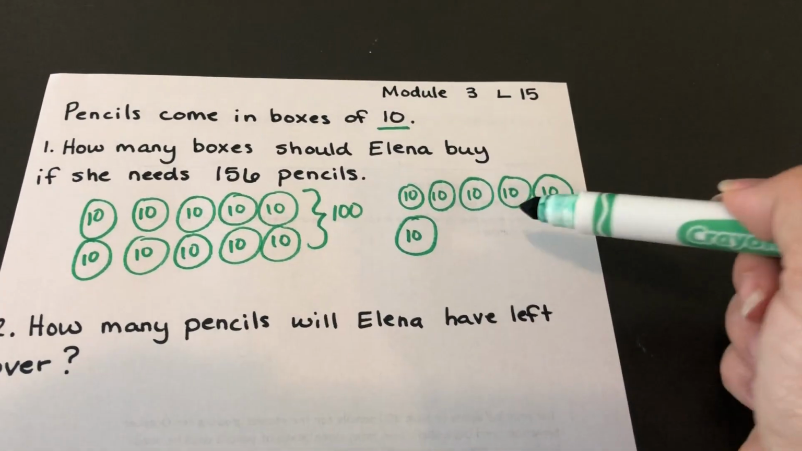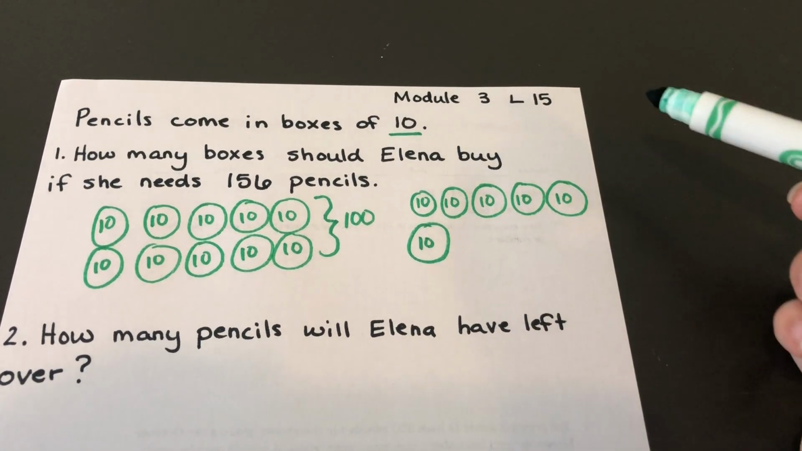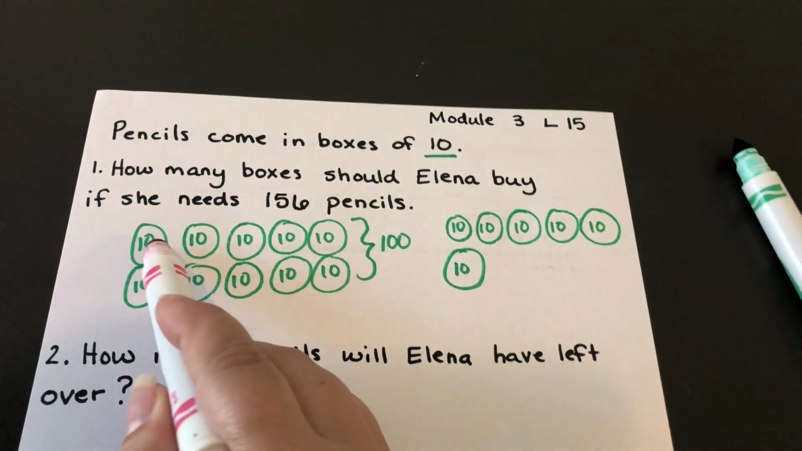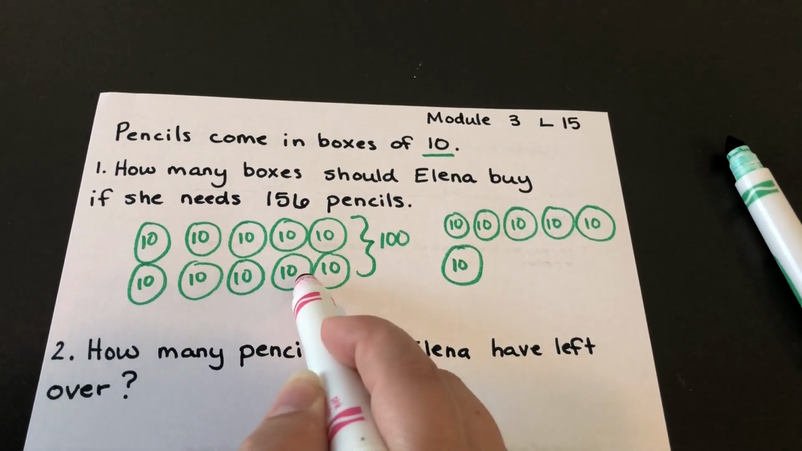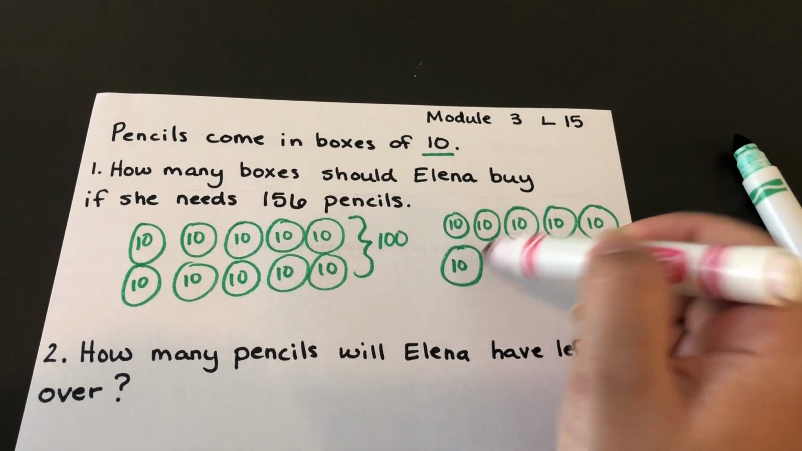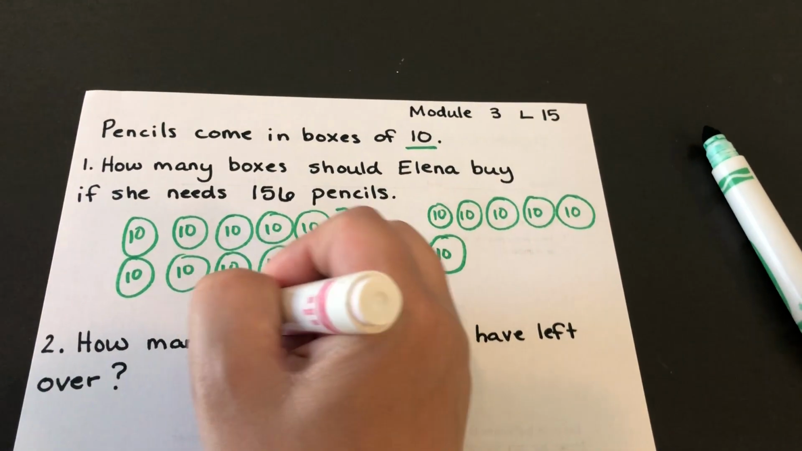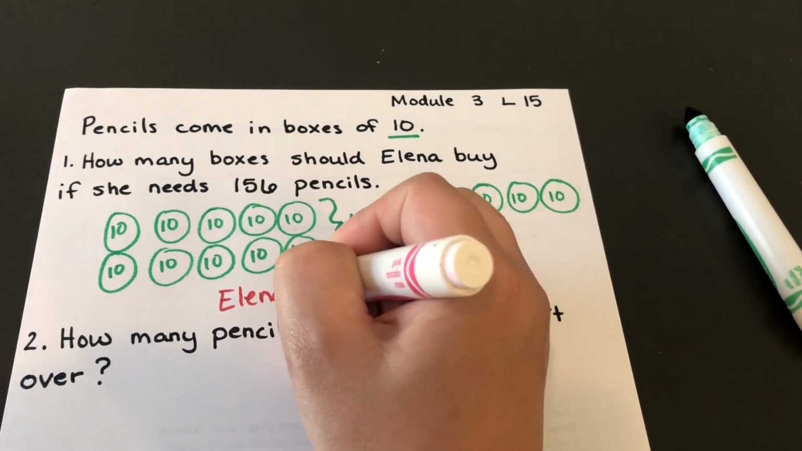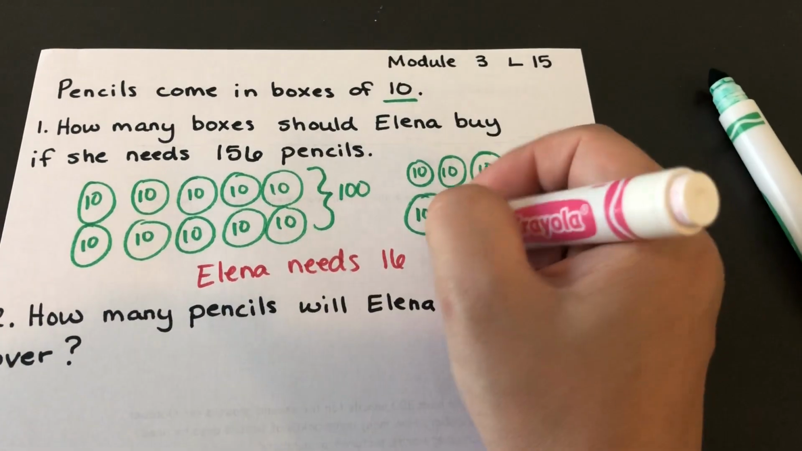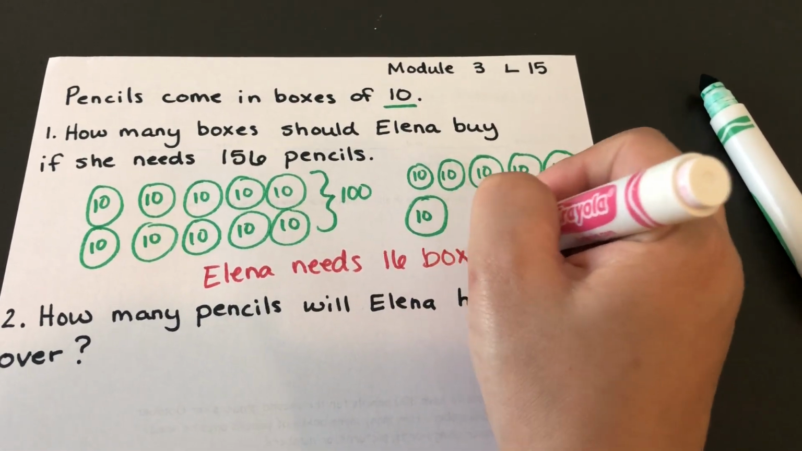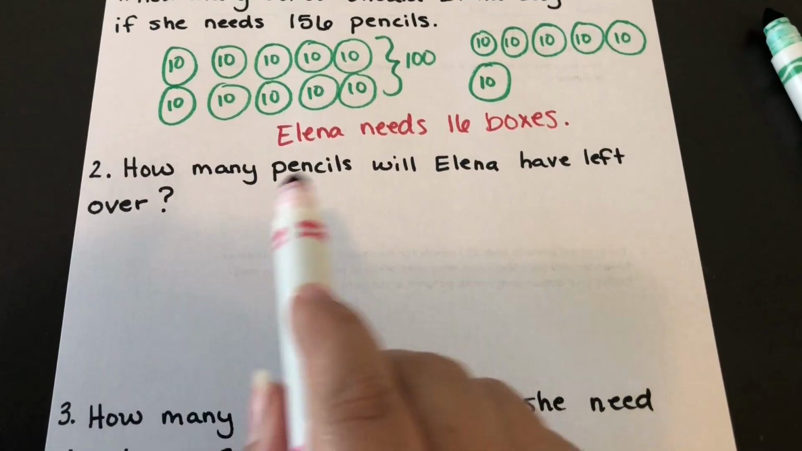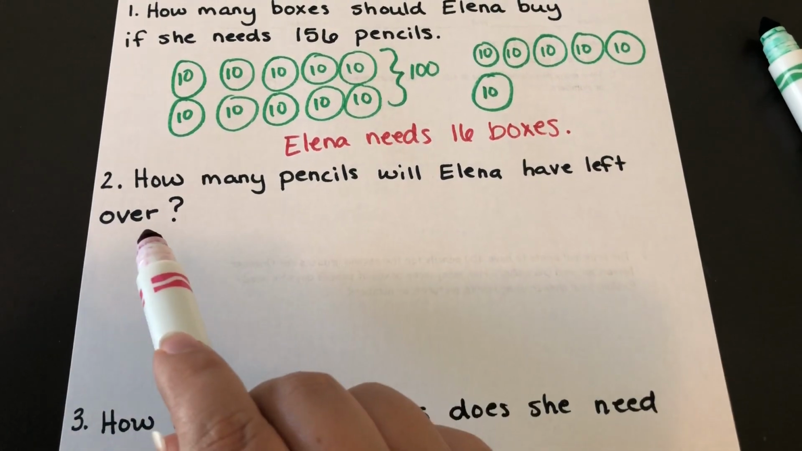So right now I'm at 160 pencils, and how many boxes did we need to buy? Well, let's see. This would be 5, 6, 7, 8, 9, 10, 11, 12, 13, 14, 15, 16. So Elena needs 16, and be careful because it's not 16 pencils, it's 16 boxes. 16 boxes of pencils.